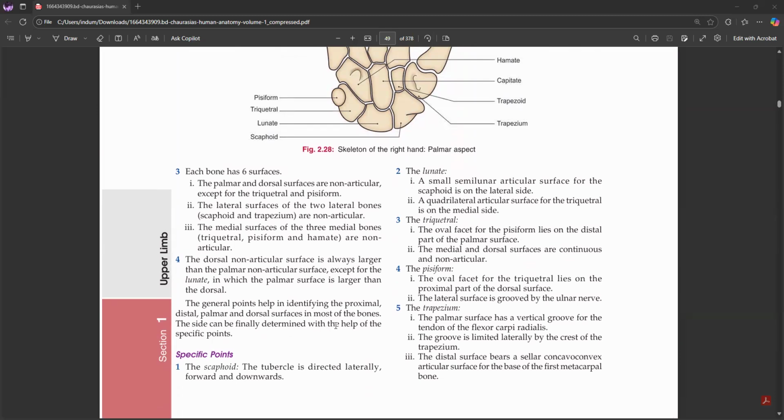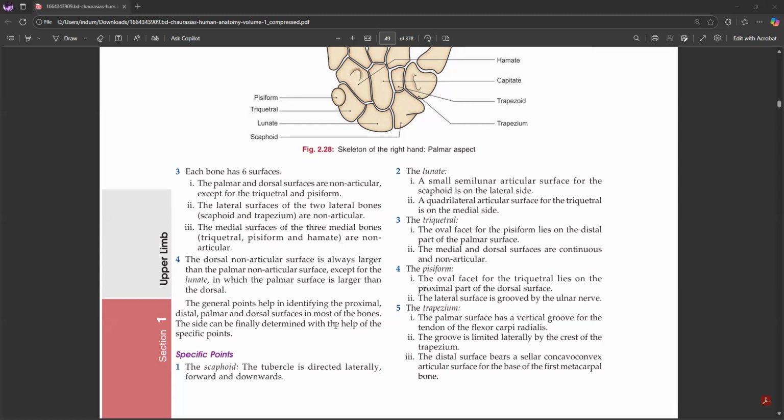The palmar and dorsal surfaces are non-articular except for the triquetral and pisiform. The lateral surfaces of the 2 lateral bones are non-articular. The medial surfaces of the 3 medial bones are non-articular. Number 4. The dorsal non-articular surface is always larger than the palmar non-articular surface except for the lunate in which the palmar surface is larger than the dorsal.